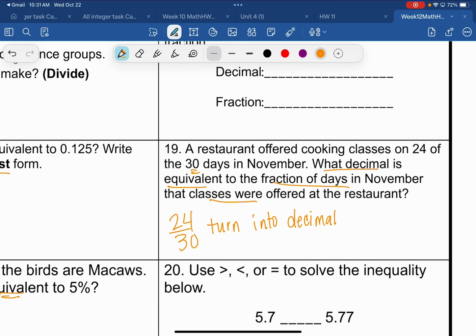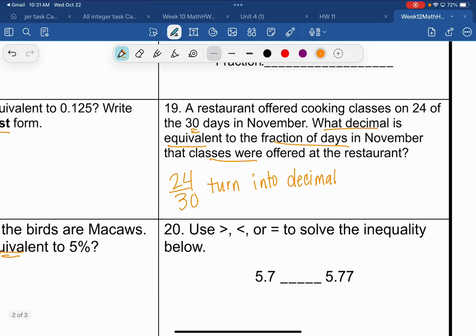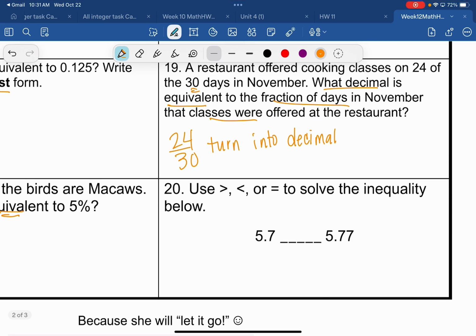Count it wrong. Use greater than, less than, or equal to solve the inequality below. So you need to write one of those in there. What's greater? Okay? So this is our homework. If you have any questions, you're going to come to tutorials.